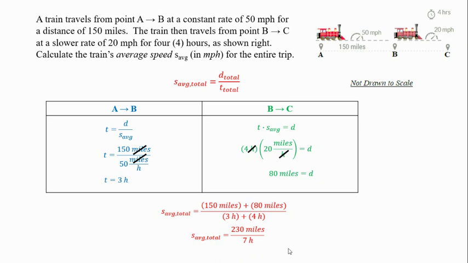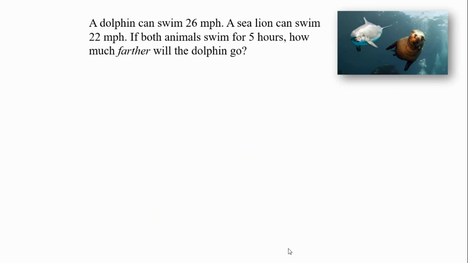All right. So 150 plus 80 is 230 miles, and then divided by 7 hours. And if you do that on your calculator, you should get a value of 32.86 miles per hour. Okay. And that's that. Here's the second example.